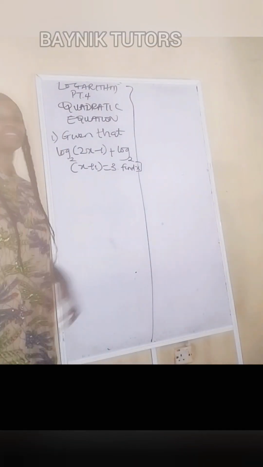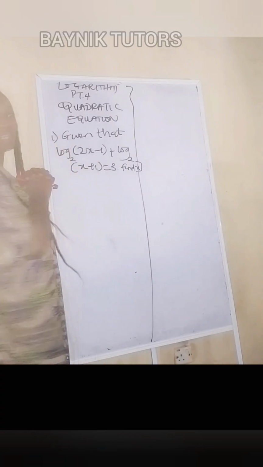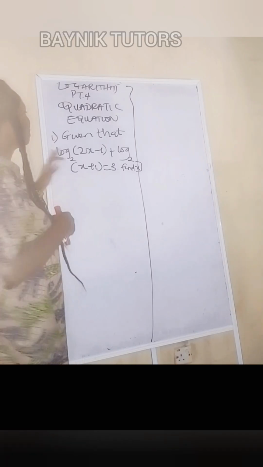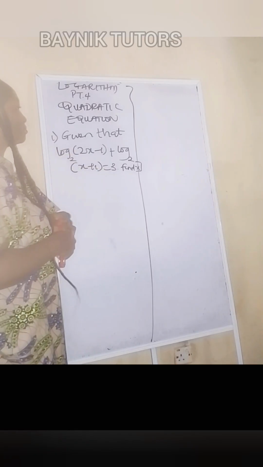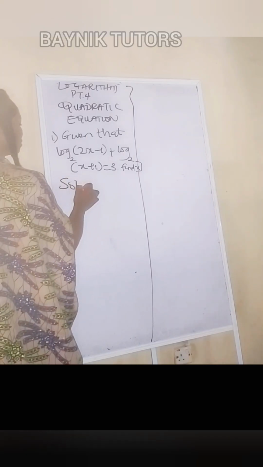Alright, beautiful ones. So now it's time to smash another question. But this one is quadratic equation. So we are done with simultaneous linear equation. So now let's quickly solve this. Given that log of 2x minus 1 base 2 plus log of x plus 1 base 2 equals 3, we have to find x. So this one is straightforward. This one is just quadratic equation.